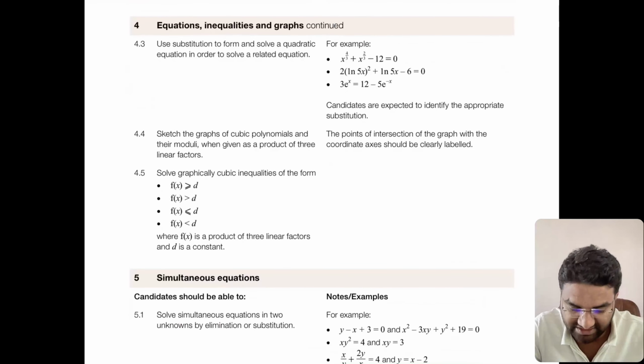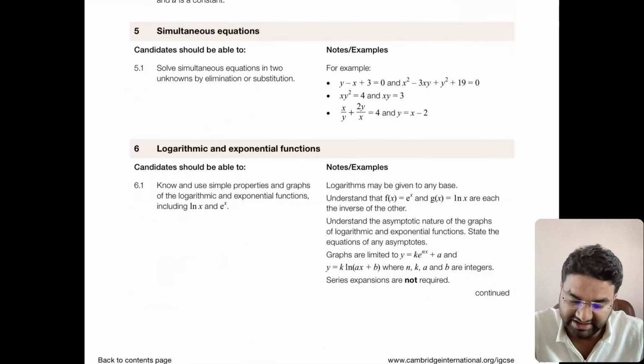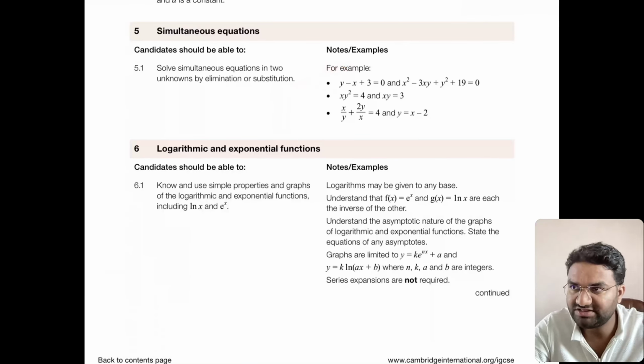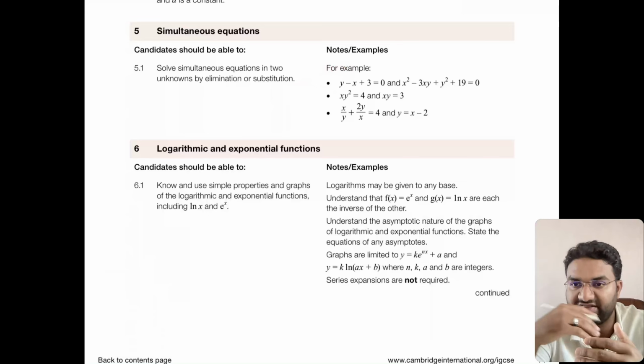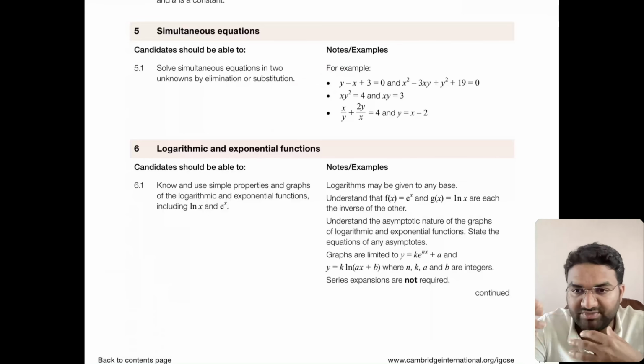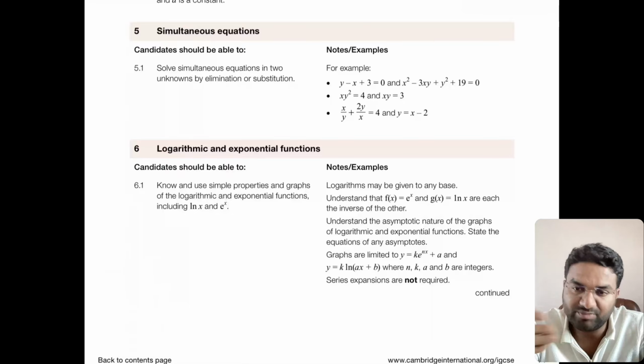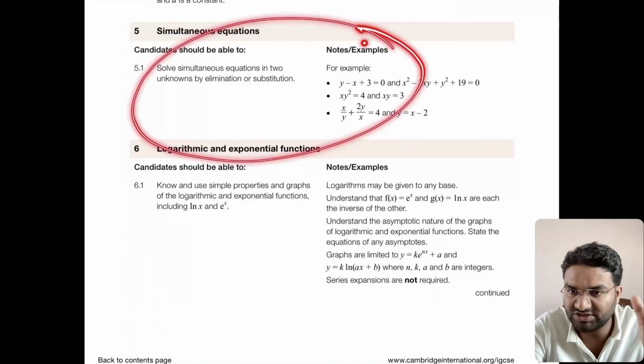Then next you have simultaneous equations. Previously you must have gone through linear simultaneous equations. This year there are linear and non-linear simultaneous equations. How to draw the graph, and based on the graph how we can figure out the equations. Apart from that, an extra thing is that in a sub-question you might get the inequality part.